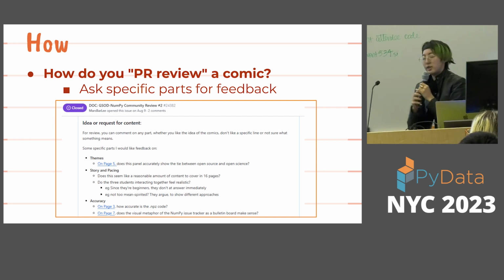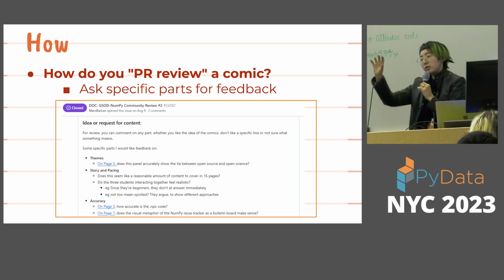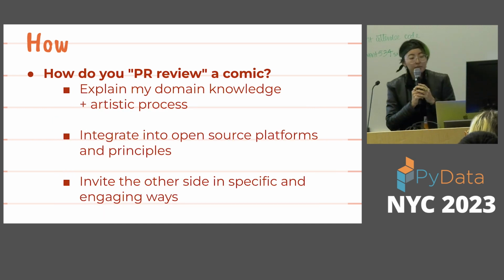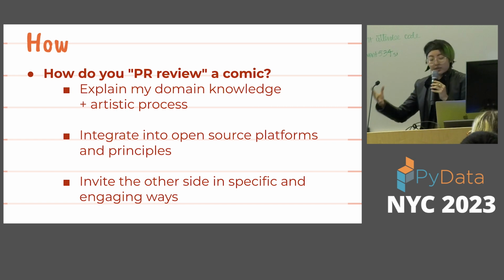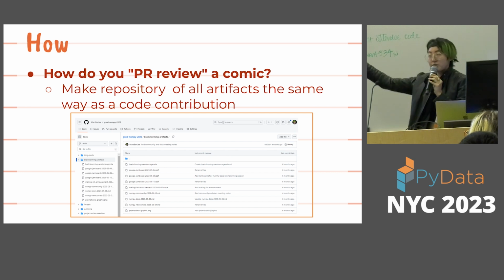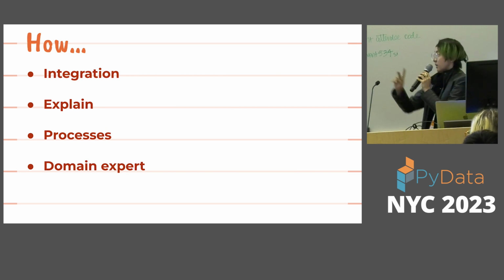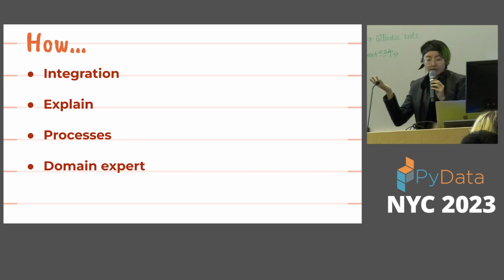And another part was I made sure to ask specific parts for feedback. So I have like a bullet pointed list about themes, storytelling, accuracy, and kind of like really directing what I'm looking for. And so PR reviewing a comic means explaining my domain knowledge and artistic process, integrating it into existing platforms, and inviting the other side in specific and engaging ways. I also made a repository of all the artifacts in the same way one would do the code contribution. And so we have these 4 main things: integration, explanation, processes, domain expert.